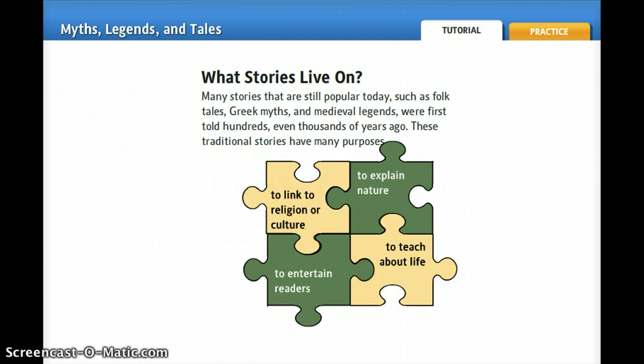Many stories that are still popular today, such as folk tales, Greek myths, and medieval legends, were first told hundreds, even thousands of years ago. These traditional stories have many purposes: to link to religion or culture, to explain nature, to teach about life, or to entertain readers.